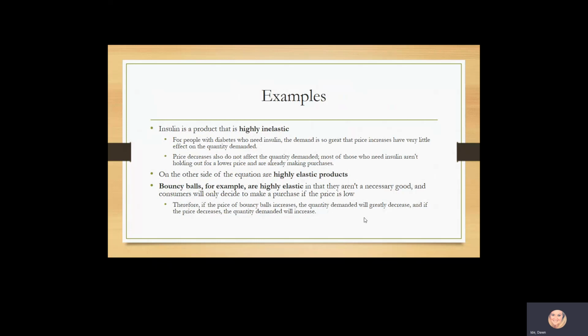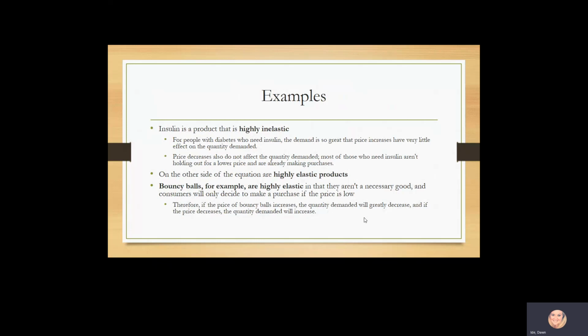Insulin, though, is a product that is highly inelastic. All right, it's not perfectly inelastic, but it's highly inelastic. What does that mean? It means that for people who need insulin because they have diabetes and they would die without it, the demand is so great that, even when prices increase dramatically or drastically, that has very little effect on the quantity that's demanded because people need it to live. So it's highly inelastic. No matter the price, the demand stays the same.